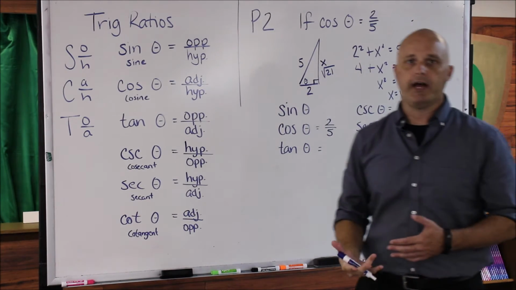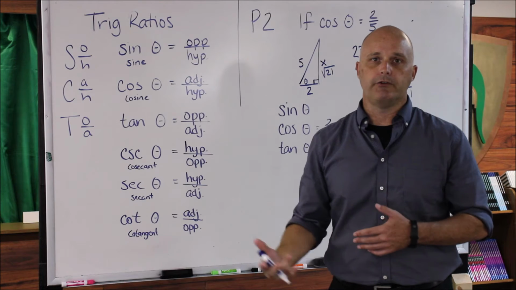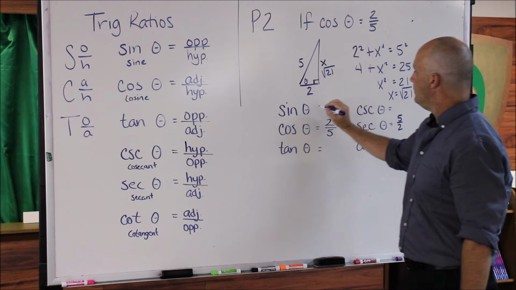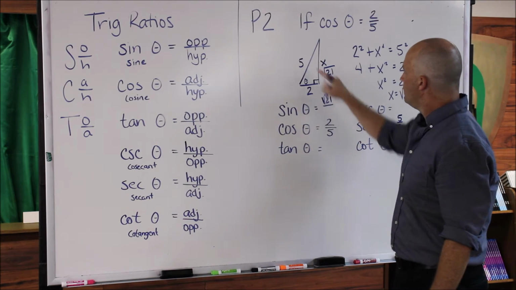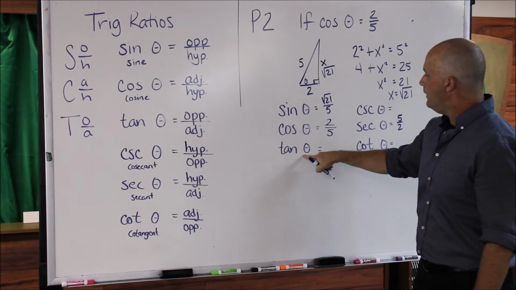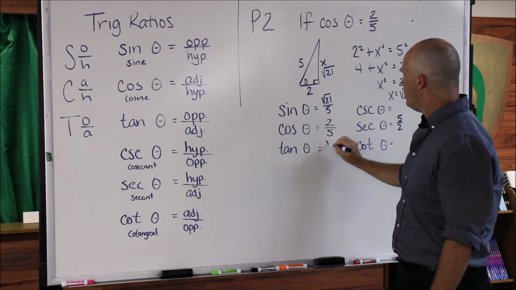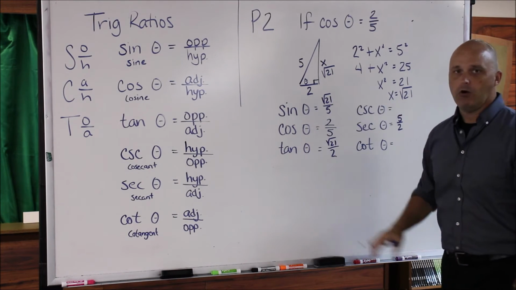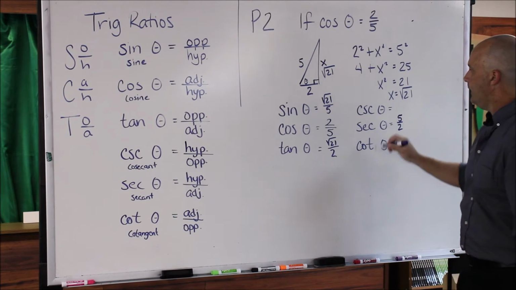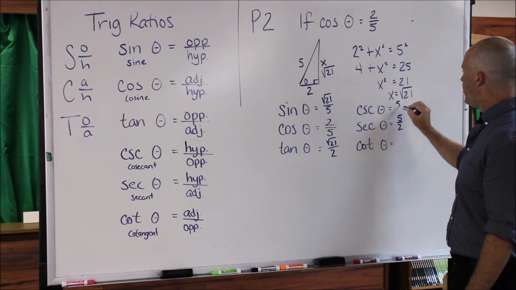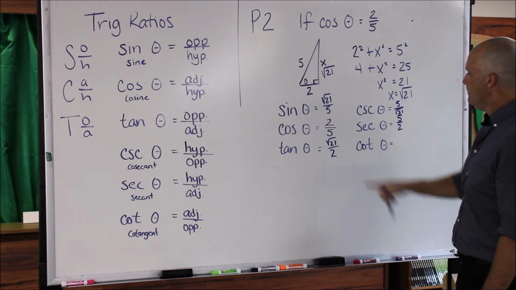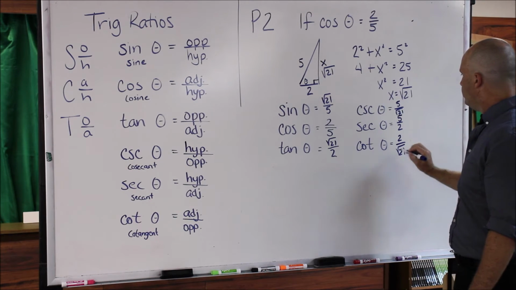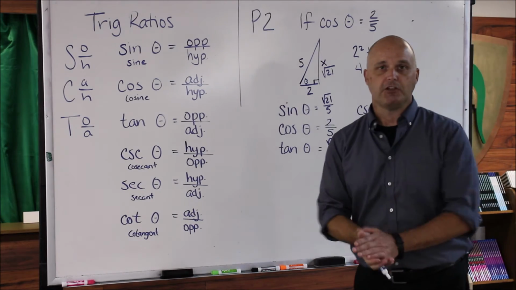Now that I've got that third side, I can very easily find all of the other trig functions. So the sine of theta is going to be the opposite, square root of 21, over the hypotenuse 5. Then the tangent is going to be the opposite, square root of 21, over the adjacent 2. Once I've got all 3 of those, the other ones are easy to get. So the square root of 21 over 5 becomes 5 over the square root of 21. And the square root of 21 over 2 becomes 2 over the square root of 21. And that's all you got to do.